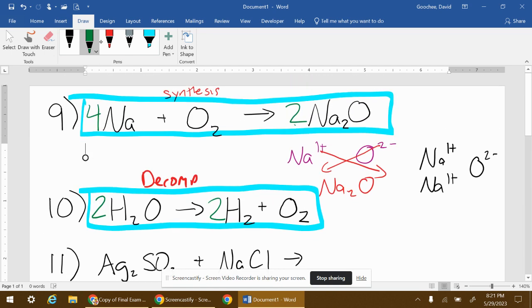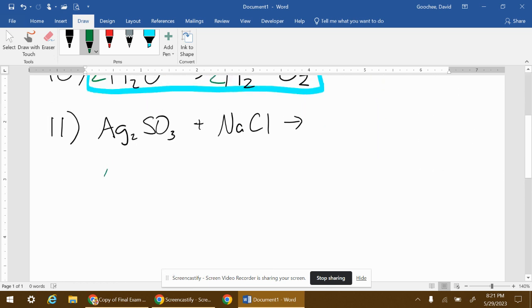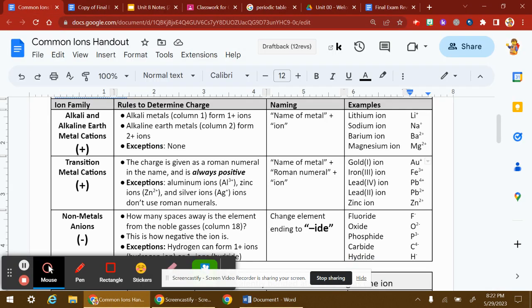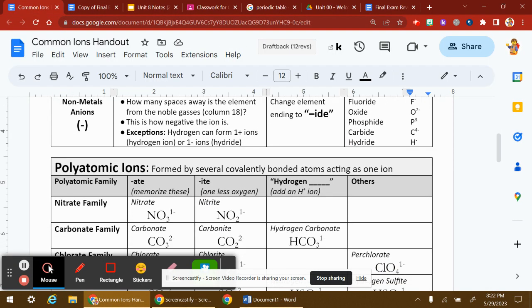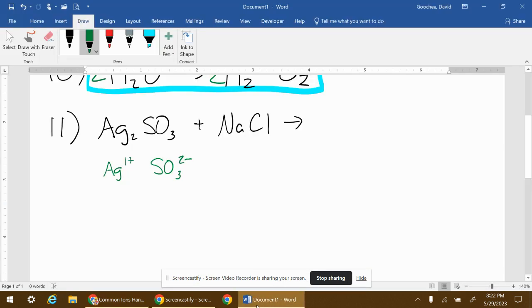right? Just like I identified that sodium is a +1 and oxygen is a -2, I know that silver forms a 1 plus ion, and sulfite, SO3, forms a 2 minus. If you're not sure how you're going to remember that, remember, you will have your common ion sheet here to help you, all right? Here's sulfite, 2 minus charge. So maybe familiarize yourself with this sheet, okay? Then over here, sodium forms a 1 plus charge, and chlorine forms a 1 minus charge, okay? So those are the ions.